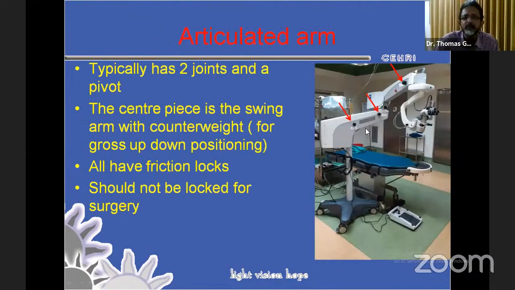The articulated arm typically has got two joints. There is one above the footplate and one more joint, and a pivot onto which the microscope itself is mounted, so that you can rotate the microscope finely. This allows you to move it around on the XY plane quite a bit. And the centerpiece that is there is a swing arm with a counterweight at the other end. And all of these have got friction locks, and these should not be locked for surgery. They should be relatively free for movement during surgery.